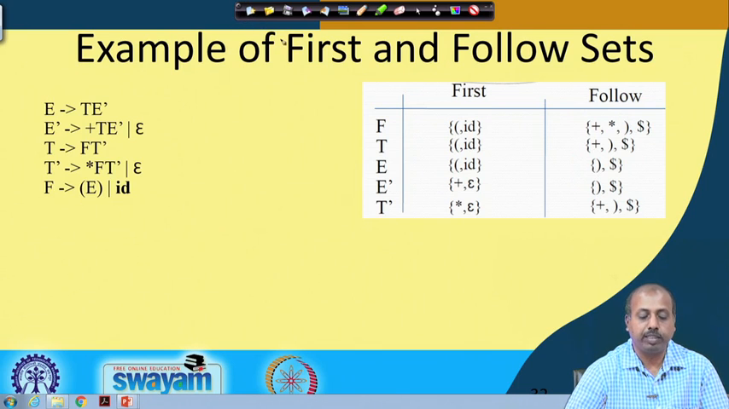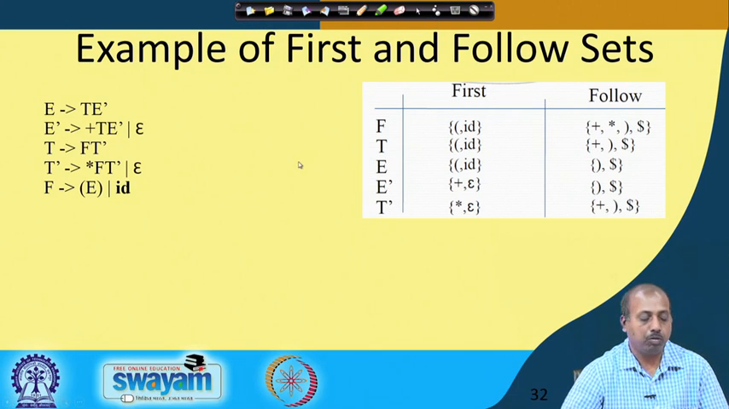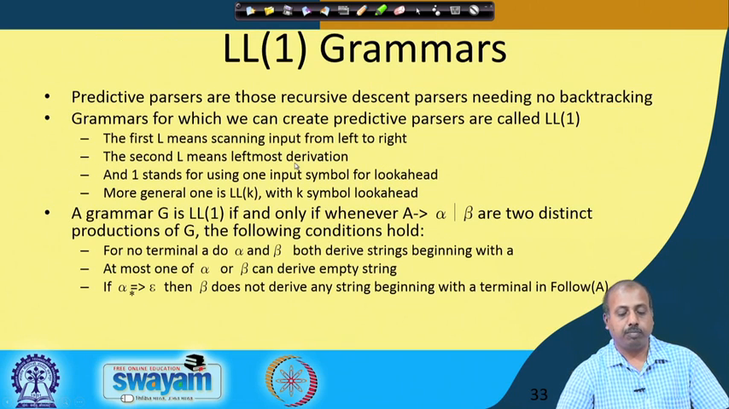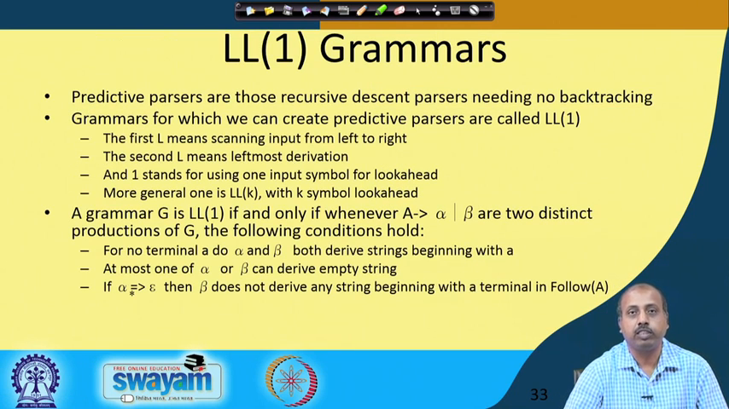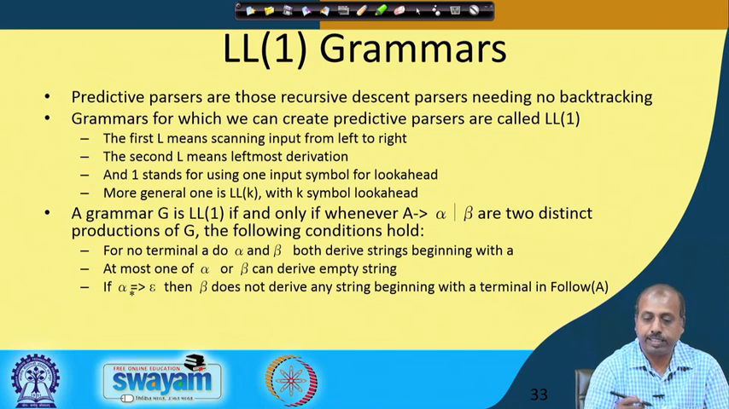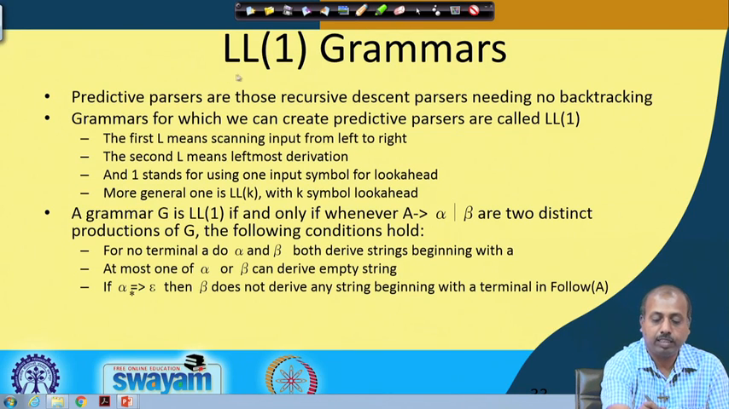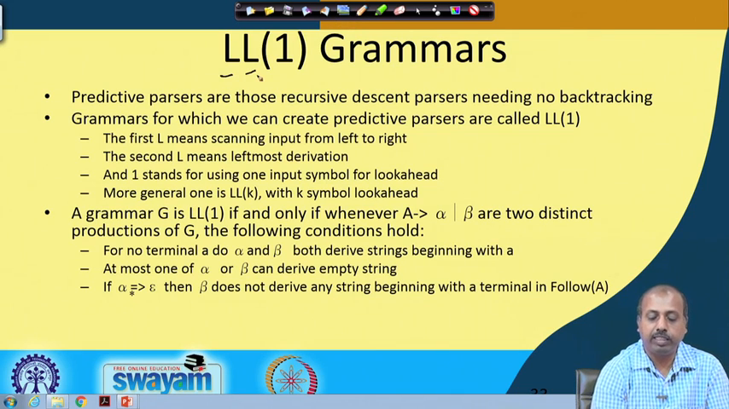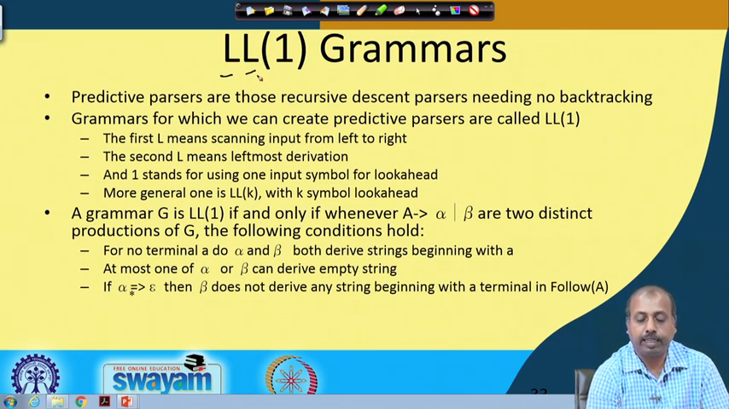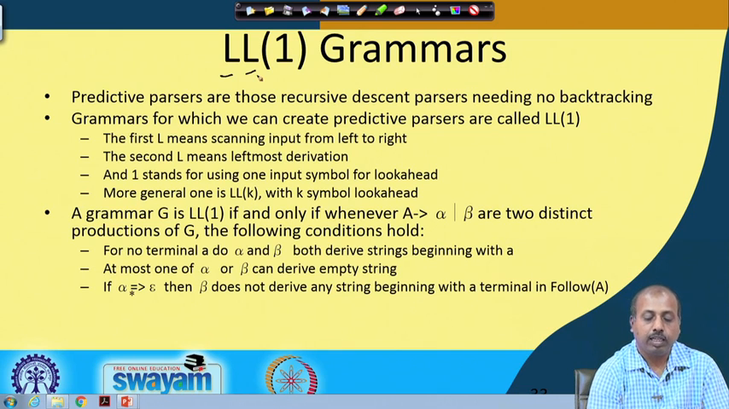Once we have computed the first and follow sets, we can go for constructing the predictive parser, which is a non-recursive version, and they are known as LL1 grammar. As I said, it is left to right, the first L. So, there are two L's here. The first L will mean that the parser will take a left to right scan of the input, and the second L means it will produce a leftmost derivation.